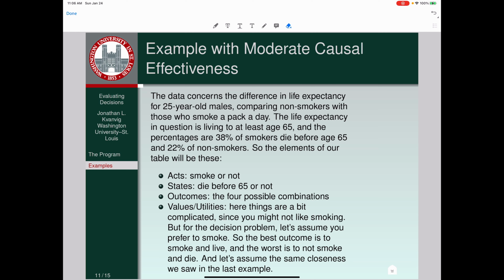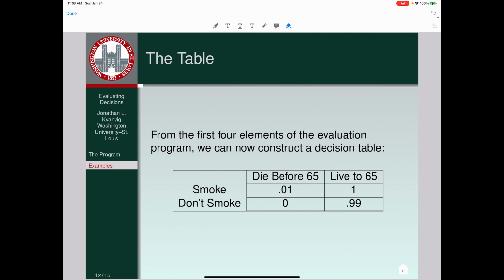And the worst is to give up smoking but die young anyway. So let's assume the same closeness that we saw in the last example. So your worst outcome is don't smoke and die. Your best outcome is smoke and live. So those are the 0s and 1s.